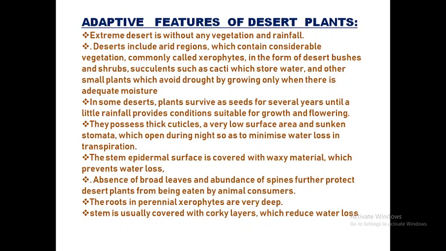So, here you can get a question, what is xerophyte? That is, the desert plants are known as the xerophytes. They can be present in the desert in the form of a desert bush, shrubs, succulents, for example, cactus. And what is the speciality of these cactus? They store water and they avoid drought by growing only where there is adequate moisture.